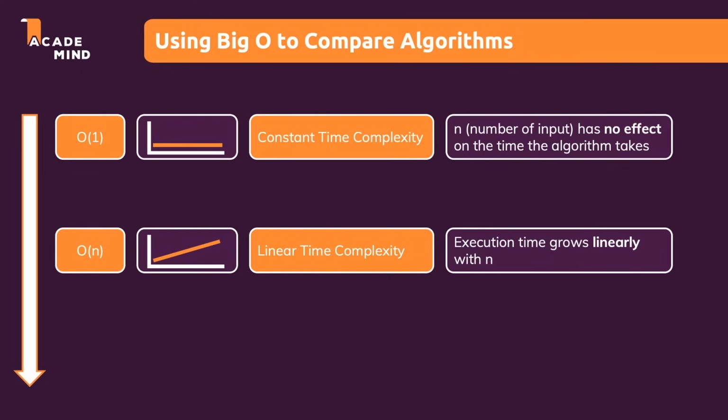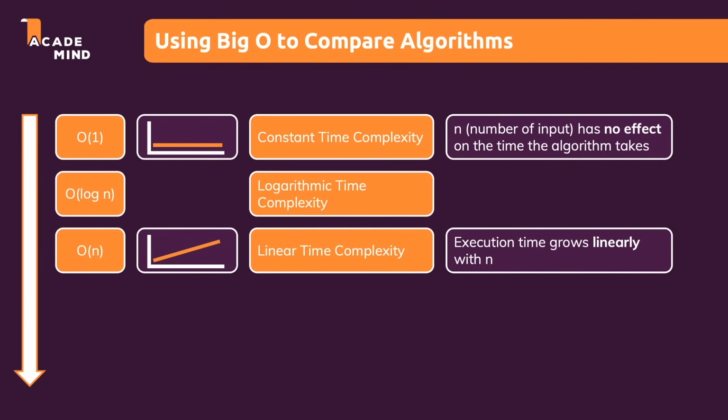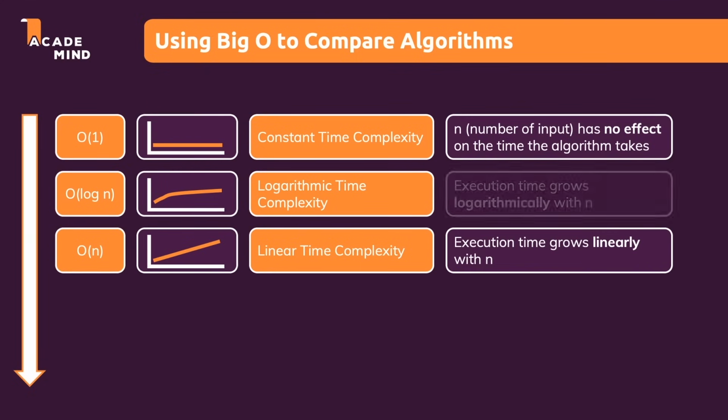For example, logarithmic time complexity, which would be written like this, O of log n. A graph could look something like this, and we can see that here, maybe initially it's slower than linear time complexity, but with bigger n's, it tends to be faster because it doesn't grow linearly, it grows at a slower pace instead. So the execution time of the function grows logarithmically with n.